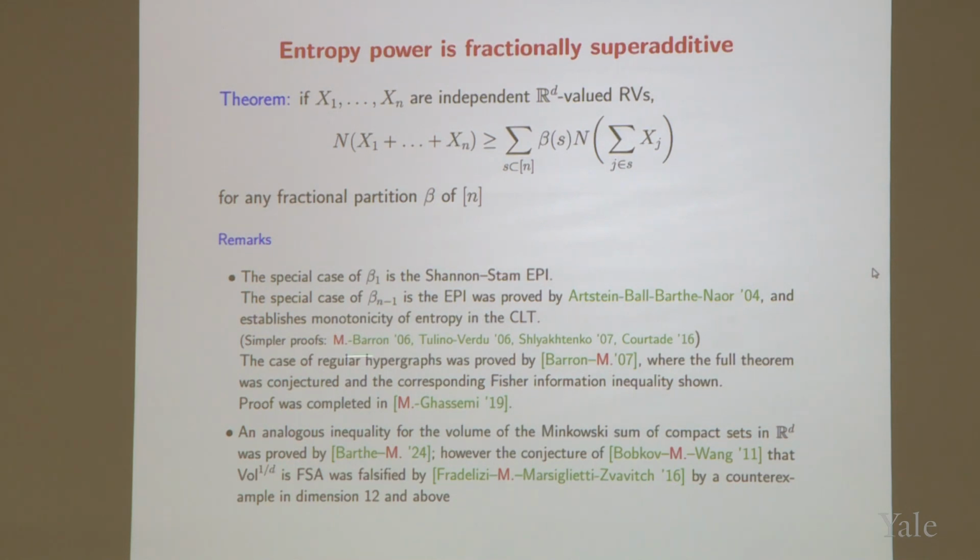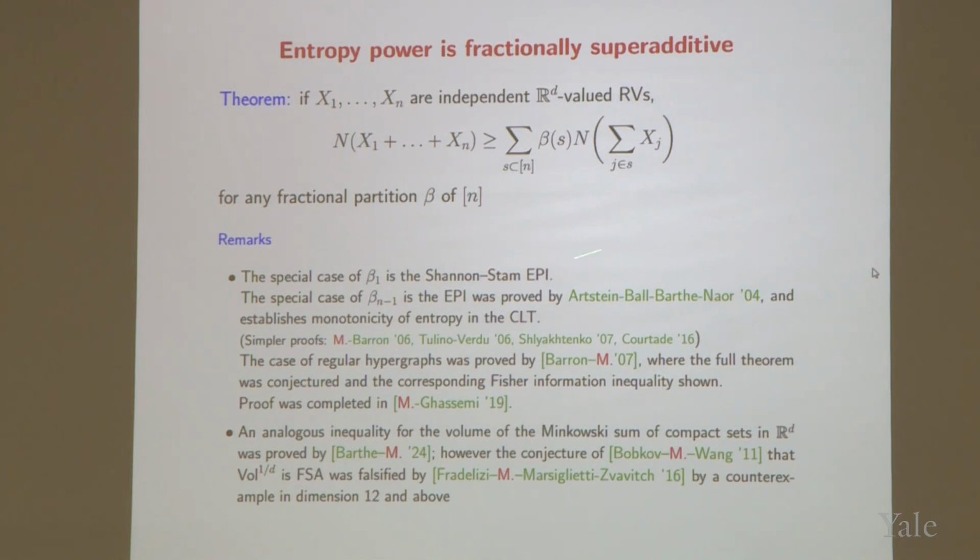In any case, various simple proofs of the result of Artstein, Ball, Barthe, and Naor have emerged since then. And in particular, this was the first thing that Andrew and I worked on together. While we were proving it, we realized that we can extend this not just to leave-one-out sets, but we can also prove this for all regular hypergraphs. And we also conjectured this theorem there, and we showed the corresponding Fisher information inequality. But it turned out there were some technical difficulties in proving the full entropy power inequality, which we were able to do with Ghassemi in 2019.